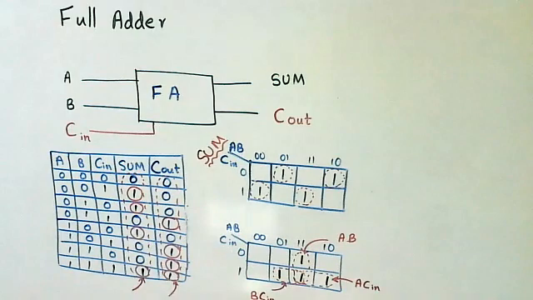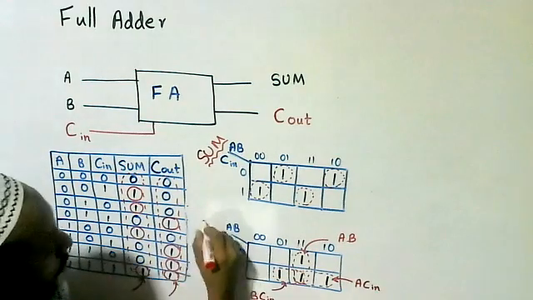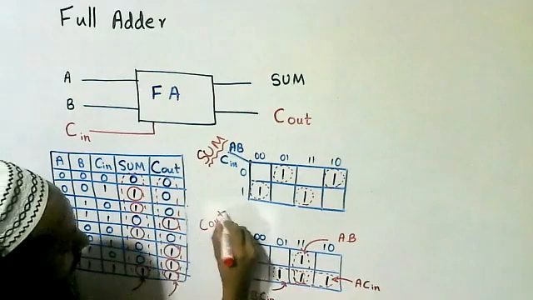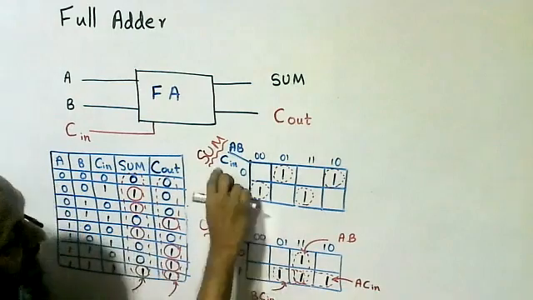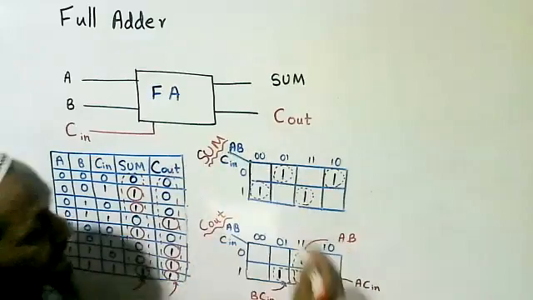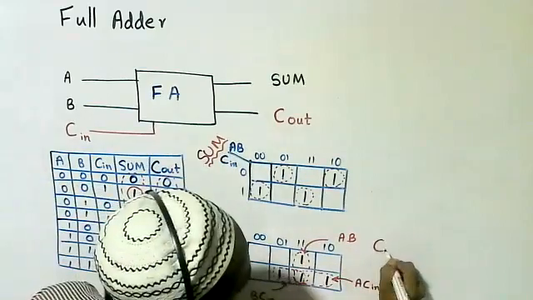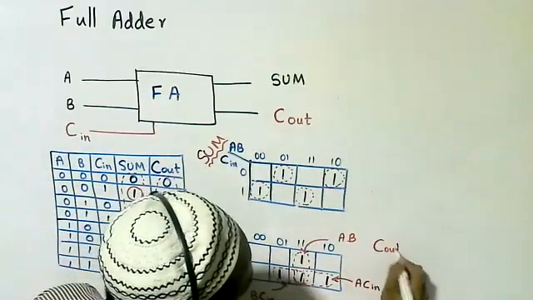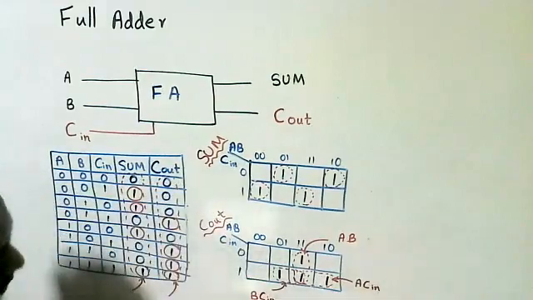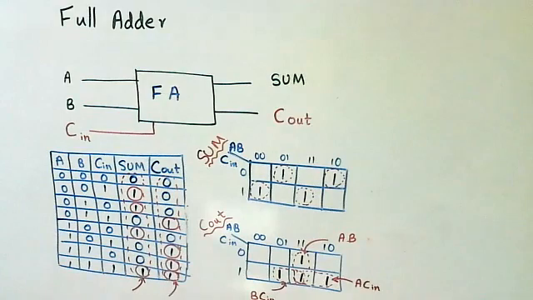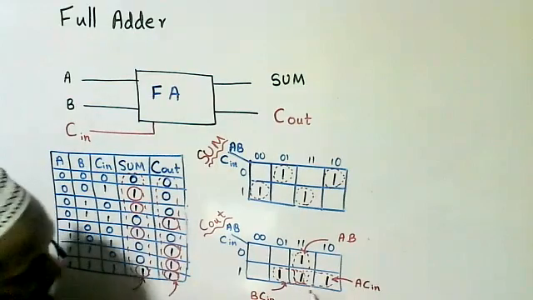We can write the final expression like this. This is for C out. This Karnaugh map is for C out. This Karnaugh map is for sum. We can write C out. Yes, there's no space. Is it okay? Write it down. Can you see? Yes, I'll write it here.